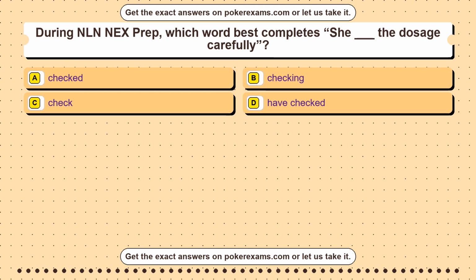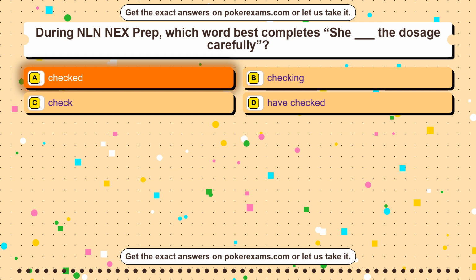Question 41. During NLN NEX Prep, which word best completes, she blank the dosage carefully? Option A, checked. Option B, checking. Option C, check. Option D, have checked. The correct answer is option A, checked.